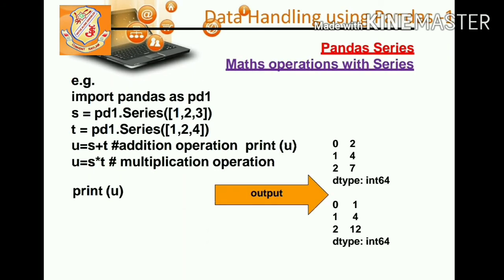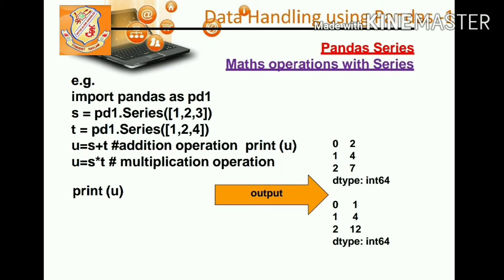Now in the next example, I am explaining mathematical operations with series. You can see we have imported pandas as pd1. S is the first series with content 1 to 3 and T is another series with content 1 to 4. U equals S plus T. This is for addition, and another U is for S star T, meaning multiplication. Now you can see the output.